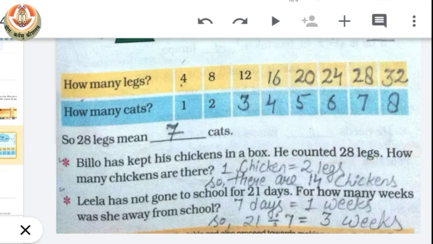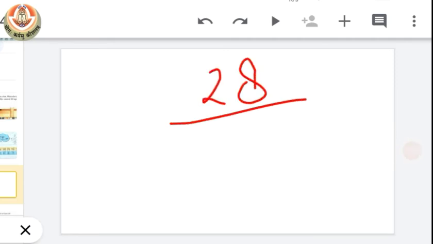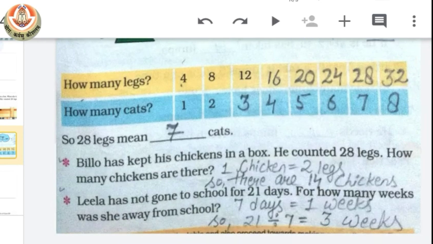Okay, the total number of legs is 28, and we all know that one chicken has 2 legs. So we have to divide 28 by 2. That means the total number of chickens is 14. Okay. So we can see here, yes, one chicken has 2 legs. That means there are a total of 14 chickens.